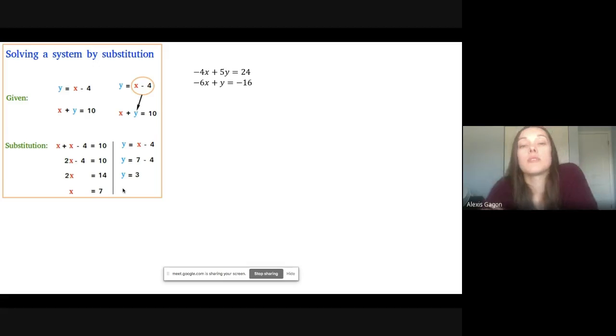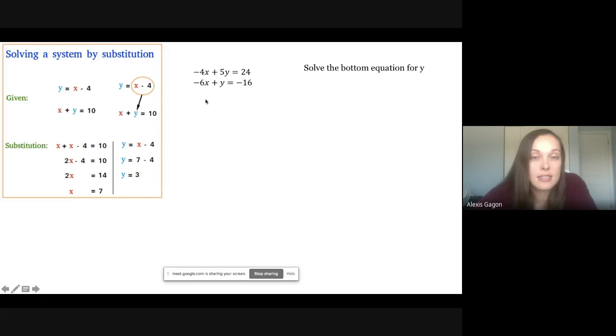We have negative 4x plus 5y equals 24, and negative 6x plus y equals negative 16. When I look at this, the negative 4x and the negative 6x don't look super easy to solve for. But the y in the bottom equation would be easy to solve for. So I'm going to solve that bottom equation for y by adding the 6x to the right side. That gives y equals 6x minus 16, from adding 6x to both sides.